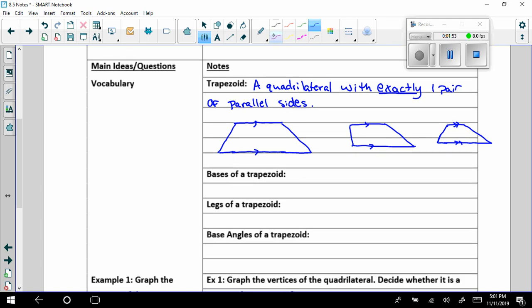The bases of the trapezoids are the parallel sides. So regardless of which direction it's facing, the two sides that are parallel are considered the bases. So it doesn't have to sit on the base. Keep that in mind, same as with our triangles before. So if we were to, for example, label this one up here A, B, C, D, the bases would be AD and BC. Okay. The legs of your trapezoid are the non-parallel sides. So again, looking at the example above, it would be AB and CD.